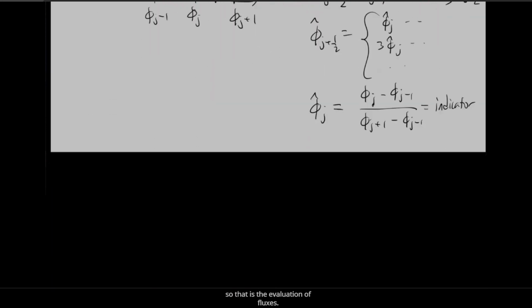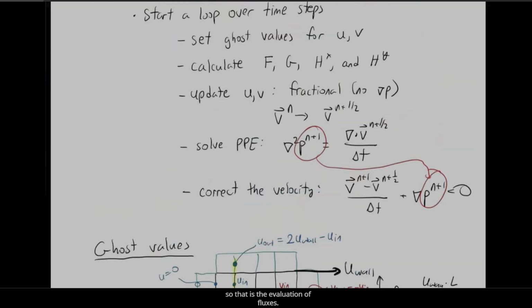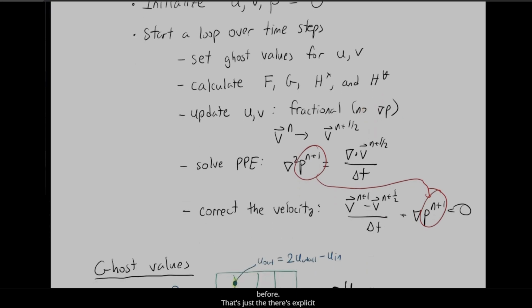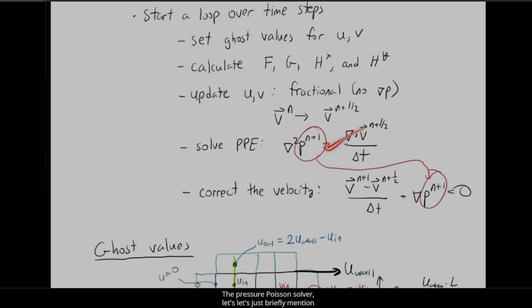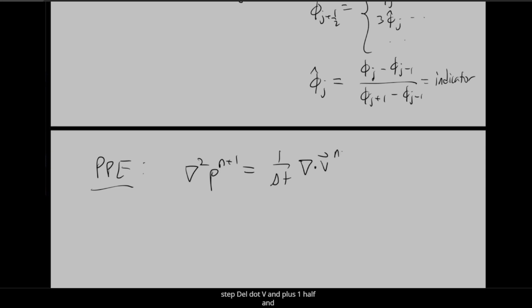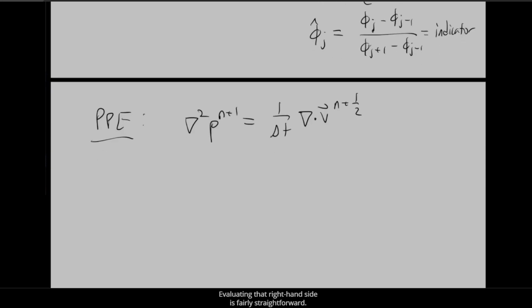All right, so that is the evaluation of fluxes. We got the ghost values, we evaluated the fluxes. I think I've already talked about the actual update for u and v; there are explicit formulas for that. The pressure Poisson solver: let's briefly mention a few things, like how to evaluate it at corners. If you're going to make a matrix, this is your PPE: del squared P at n plus 1 is 1 over the time step times del dot V at n plus 1/2. Evaluating that right-hand side is fairly straightforward. You take your UR minus UL divided by H plus top minus bottom divided by H.